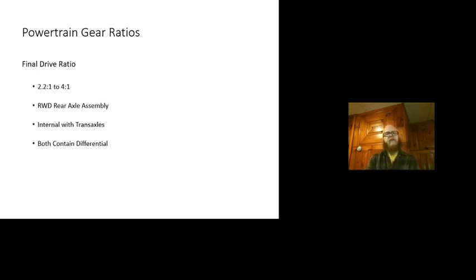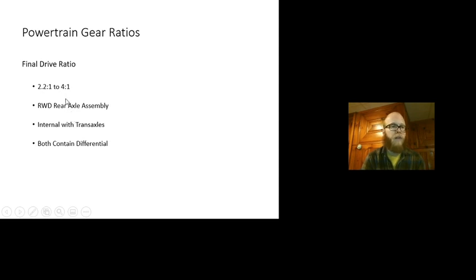Powertrain gear ratios. Final drive is our differential, right? And we've already dealt with diffs. I don't know if you remember back to the concept of hunting gear sets versus non-hunting gear sets, but something like a 4-to-1 ratio is a non-hunting gear set. So that means that there's one tooth on my input.